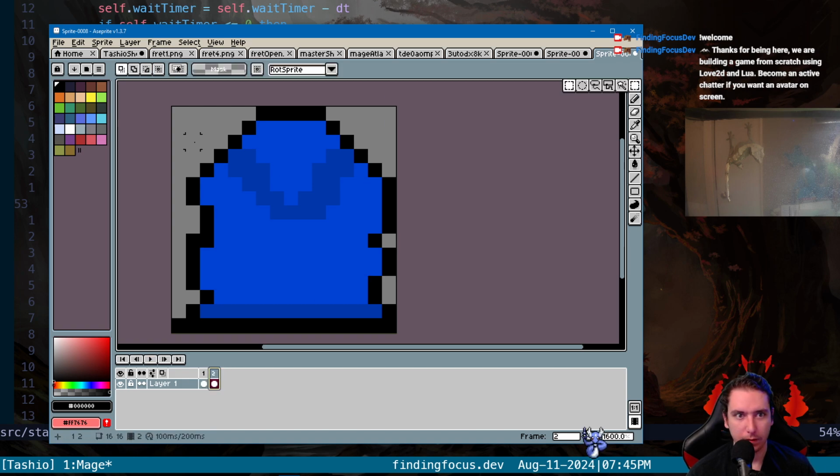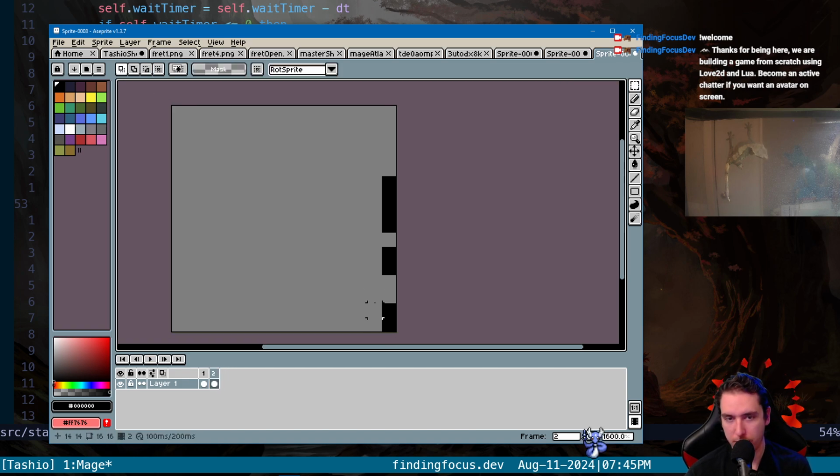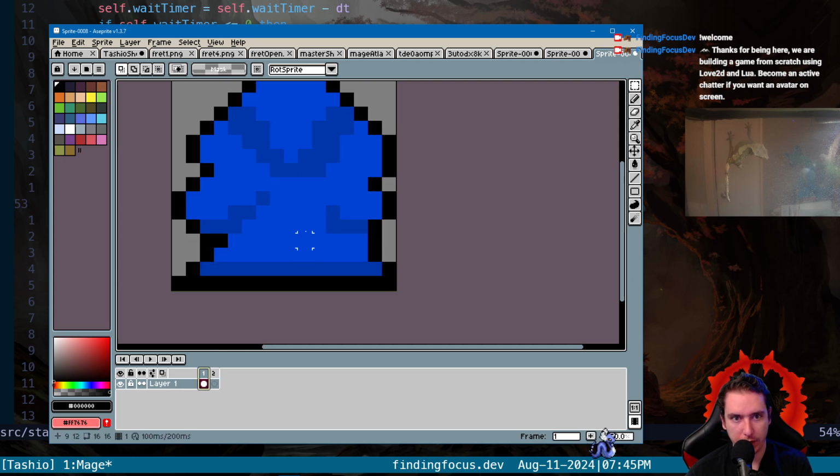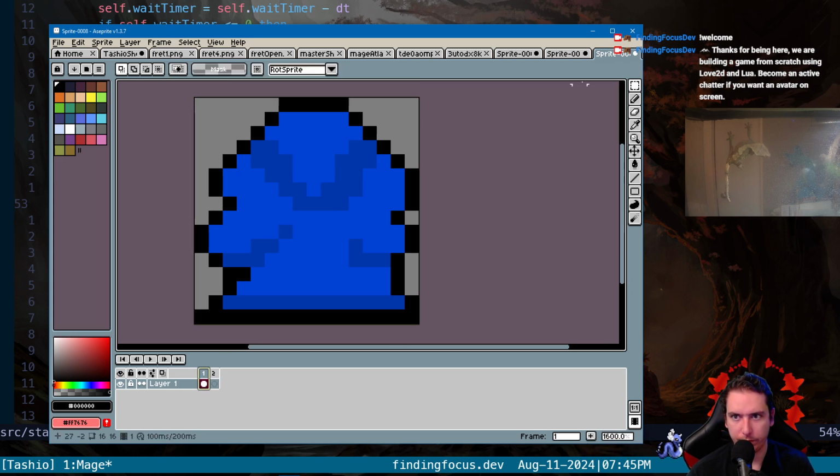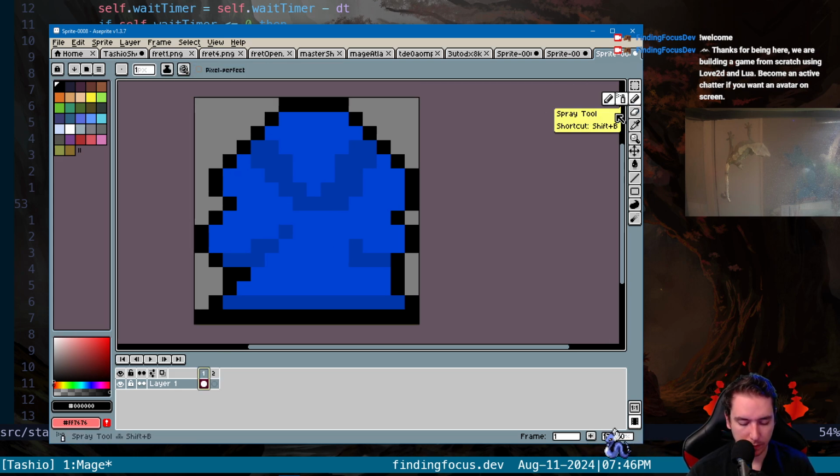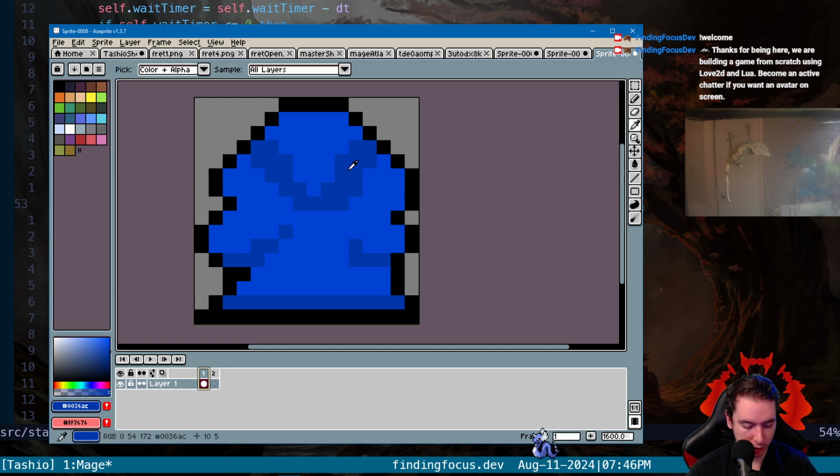Let's try again. Let's fix the shading here. Let's see what it looks like if everything under his hood is just shadow, or if starting here is kind of shadow. Let's see.